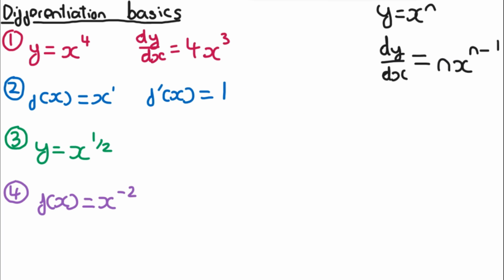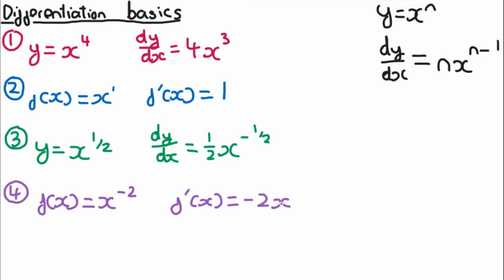Let's do another example. Let's say that y is equal to x to the power of a half. Therefore, dy over dx is equal to, so half is equal to n, so it's going to be equal to half x to the power of minus a half, as a half minus 1 is equal to minus a half. And for the final example, f of x is equal to x to the power of minus 2, so therefore f dash of x is equal to minus 2x to the power of minus 2 minus 1, which is minus 3.